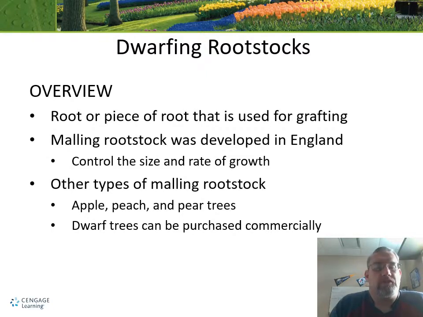So dwarfing rootstocks, this is when you can find these trees, and they're called dwarf fruit trees, and basically you take a graft or a piece of a root and you attach the desired plant to the top of it, and these will be designed to grow smaller or with less elongation than a typical plant of the same variety.